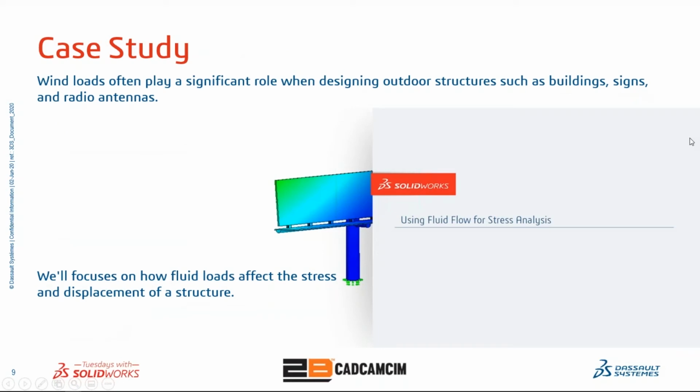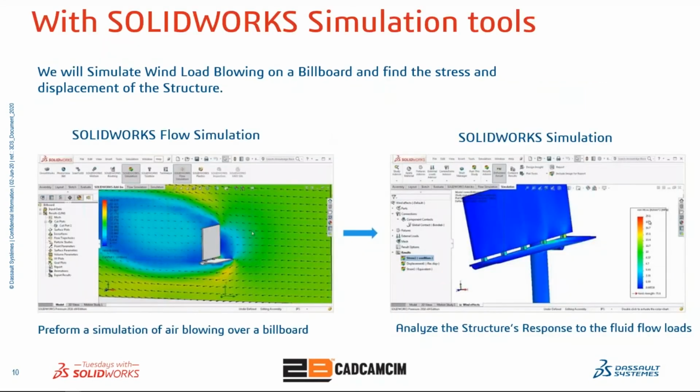In our case study today, we will look at wind load, which often plays a significant role when designing outdoor structures such as a billboard sign. We will focus on fluid flow load, which means the forces exerted due to the movement of the air, to predict the stress, displacement, and strain for the structure. So we will create a fluid flow simulation using Flow Simulation.